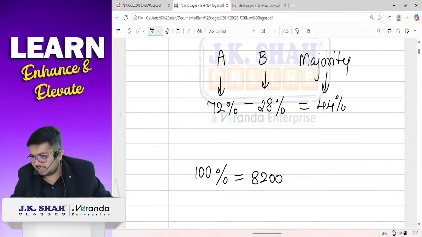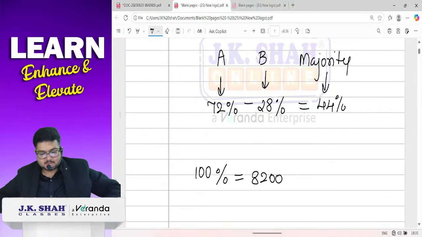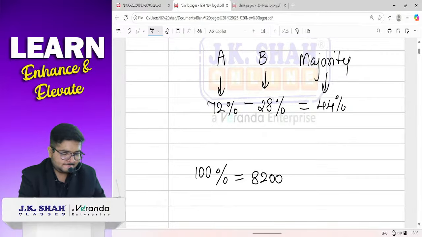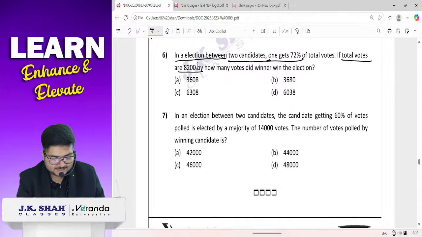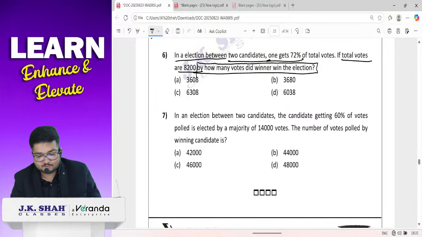There are total 8,200 votes. You have to find, what you have to find, it is very interesting. Read from here, this is a very important sentence. By how many votes did the winner win the election? By how many votes did the winner win?